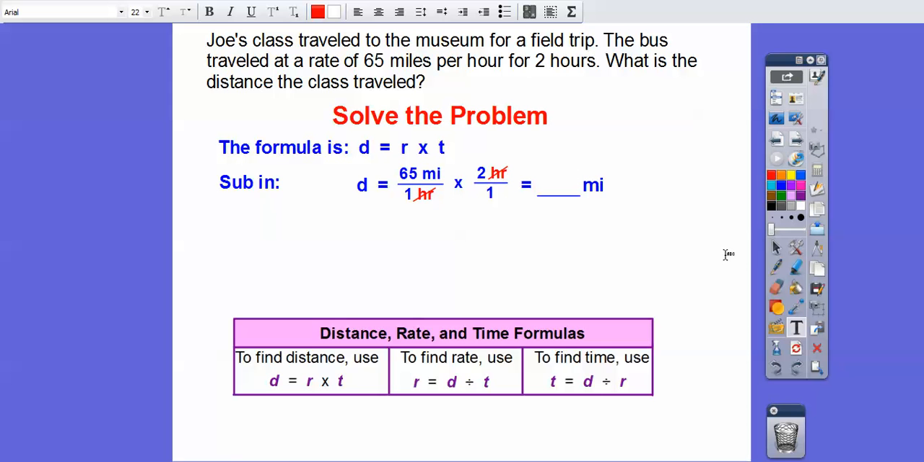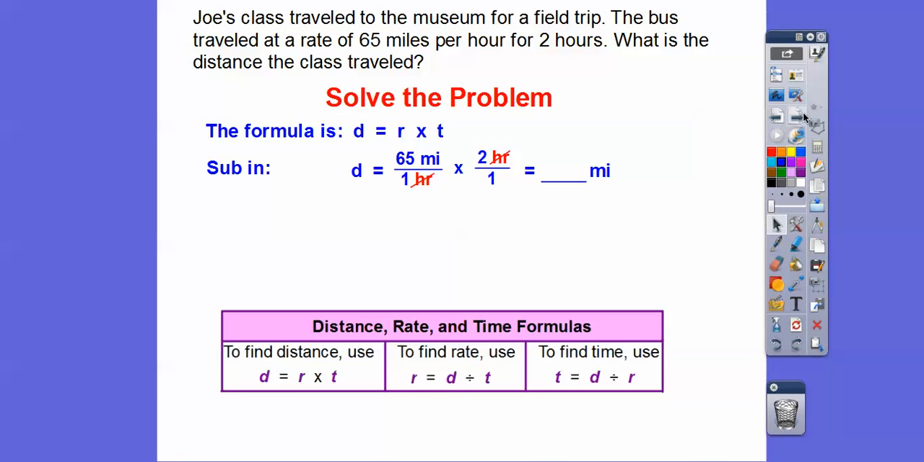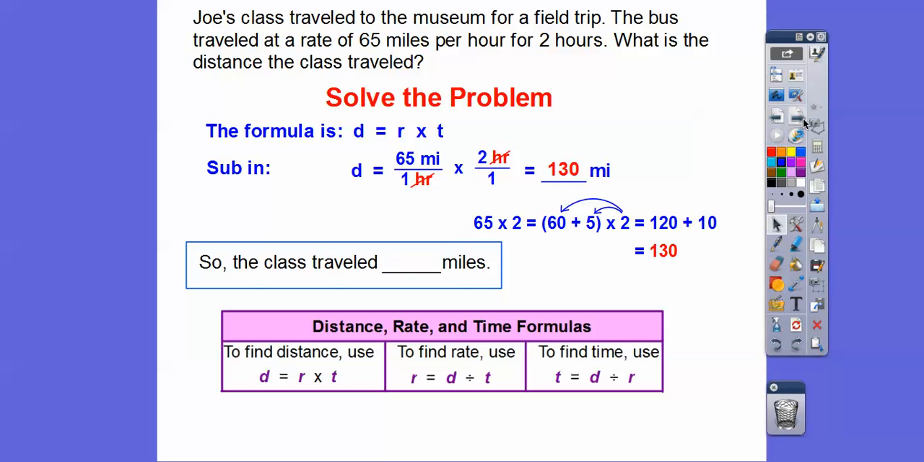Okay, so 65 times 2. Again, I'm going to do a little bit of distributive, you guys. 65 is the same as 60 plus 5. And I know 2 times 6 is 12, so 2 times 60 is 120. 2 times 5 is 10, so 120 plus 10 gives us 130 right there, okay? So the class will travel 130 miles to get to that museum right there, okay?